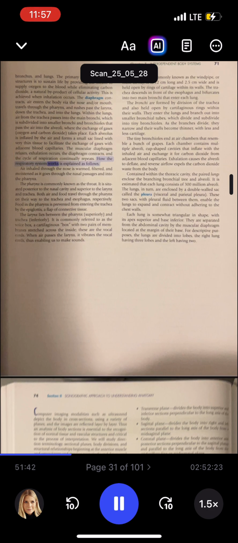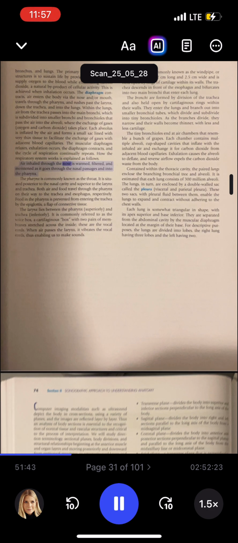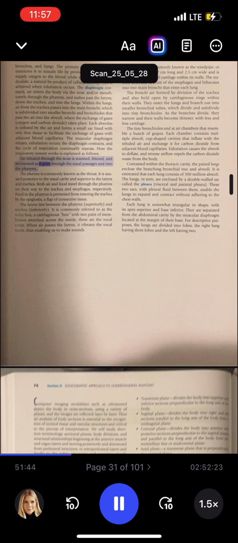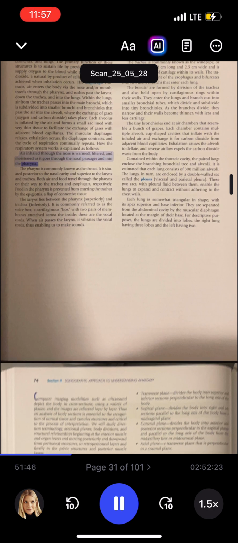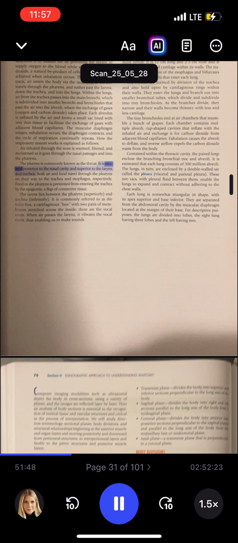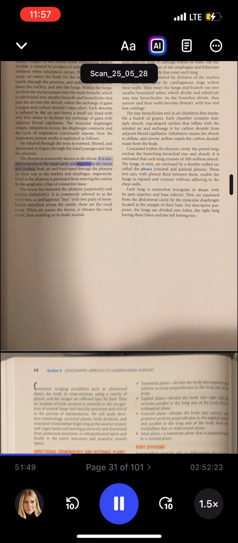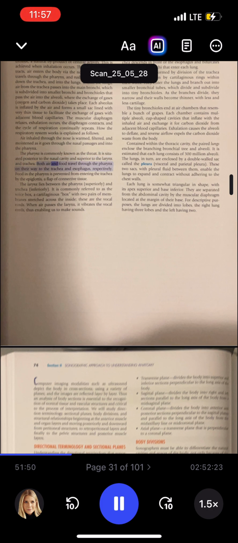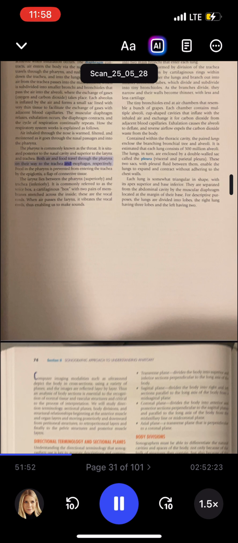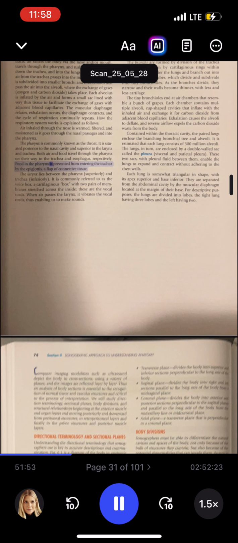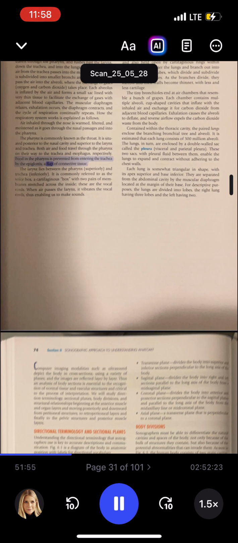How the respiratory system works is explained as follows. Air inhaled through the nose is warmed, filtered, and moistened as it goes through the nasal passages and into the pharynx. The pharynx is commonly known as the throat. It is situated posterior to the nasal cavity and superior to the larynx and trachea. Both air and food travel through the pharynx on their way to the trachea and esophagus, respectively. Food in the pharynx is prevented from entering the trachea by the epiglottis, a flap of connective tissue.